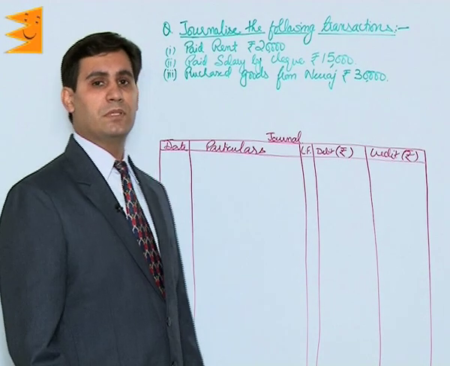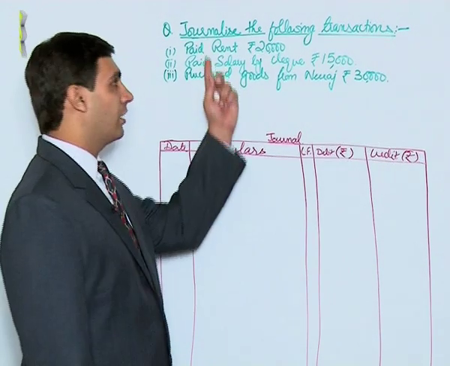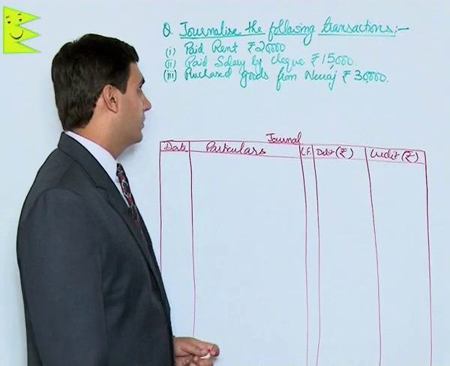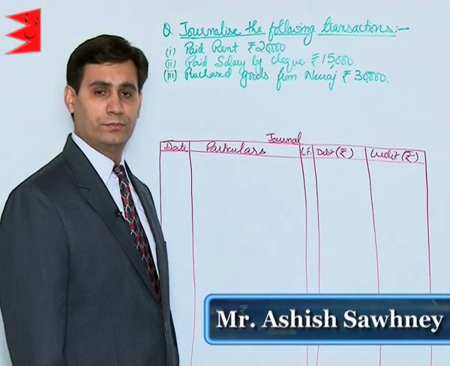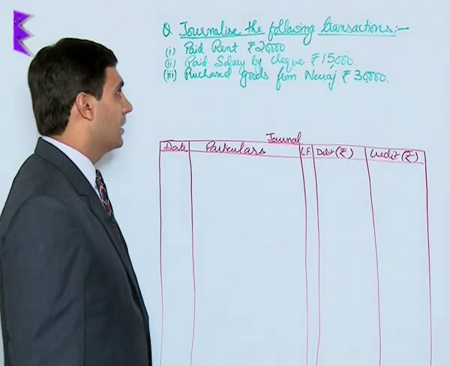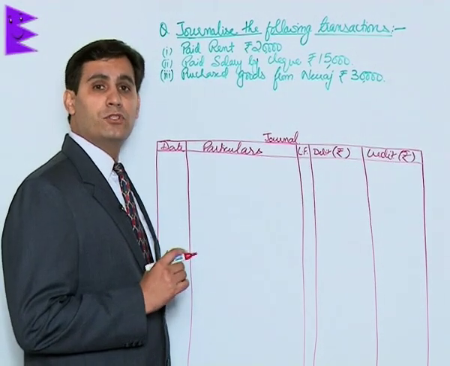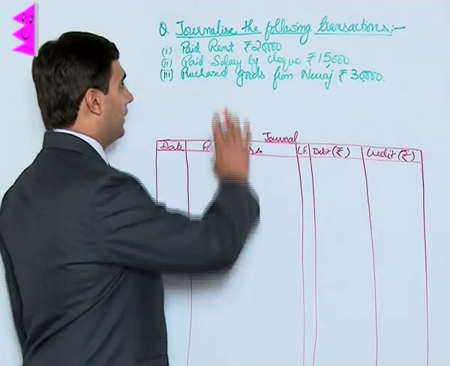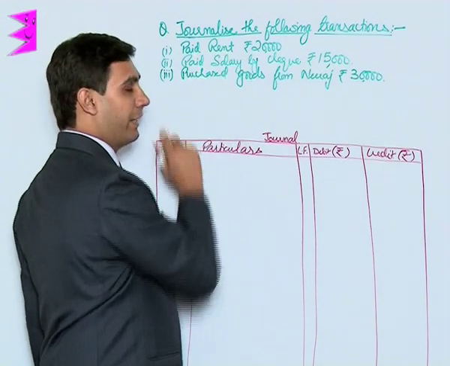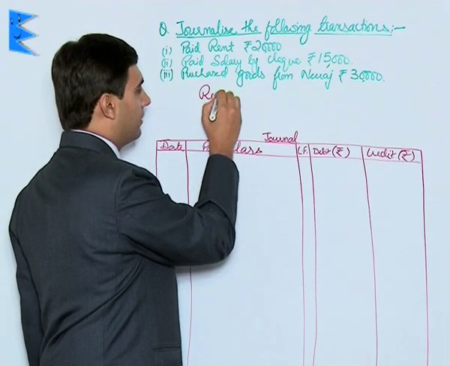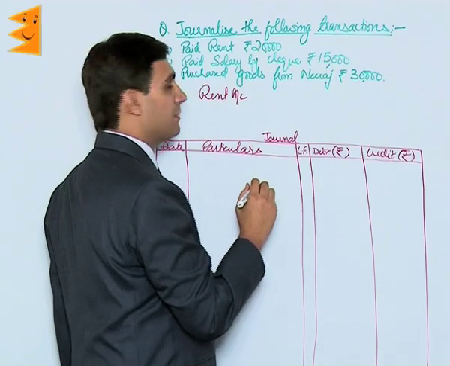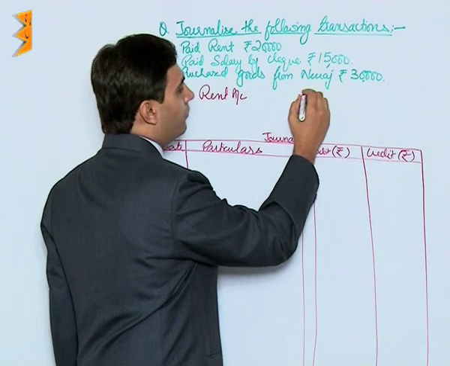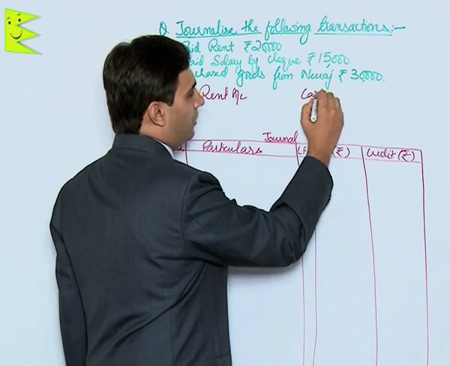Coming to some more examples about journal entries. Let us generalize these for given transactions. The first transaction here is paid rent rupees 20,000. Now again the same thing, students, we must analyze which two accounts are involved here. In this transaction, paid rent, so the first account is rent account, and since the payment has been made, the second account would automatically be cash account.